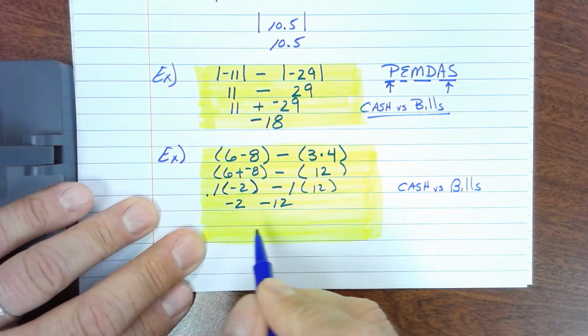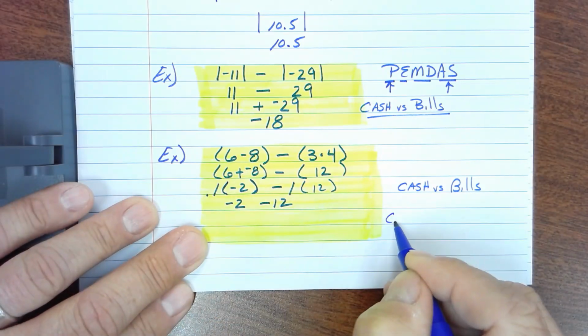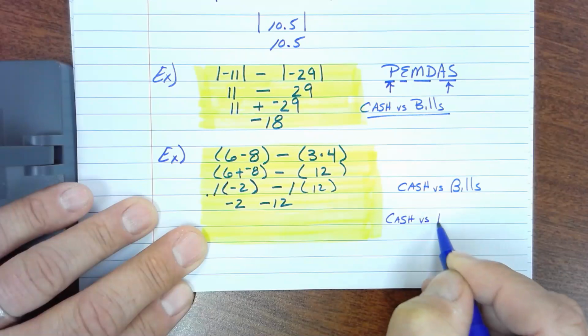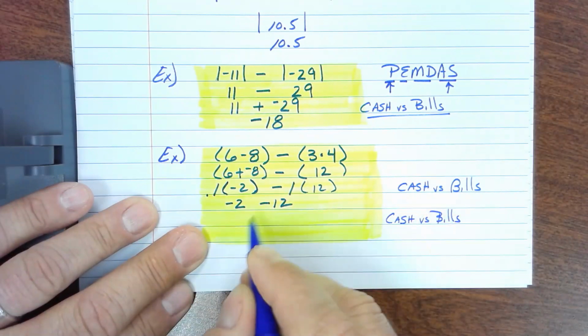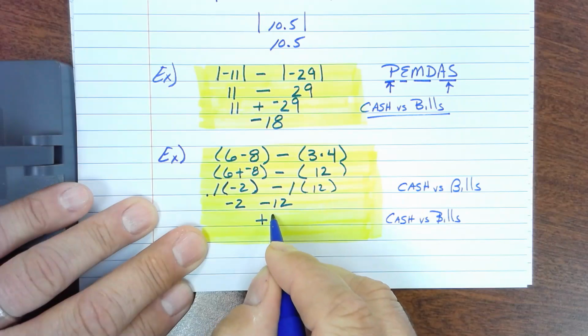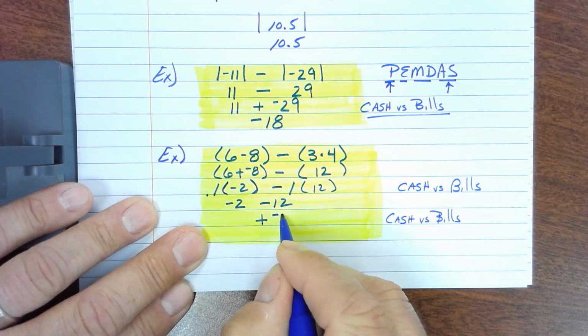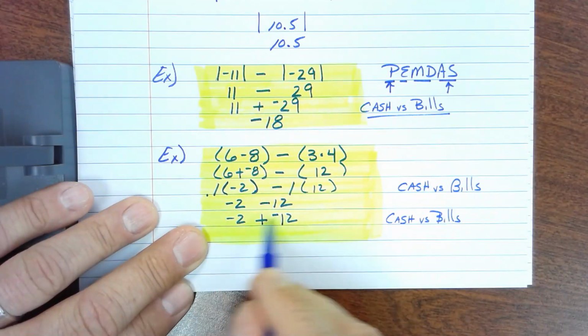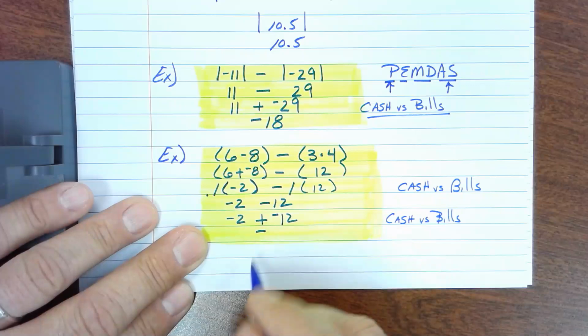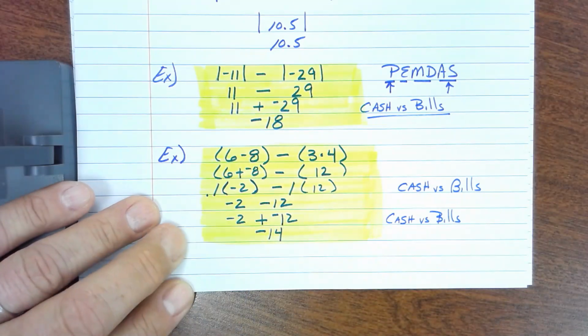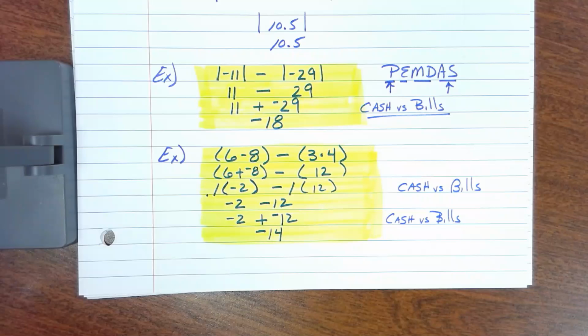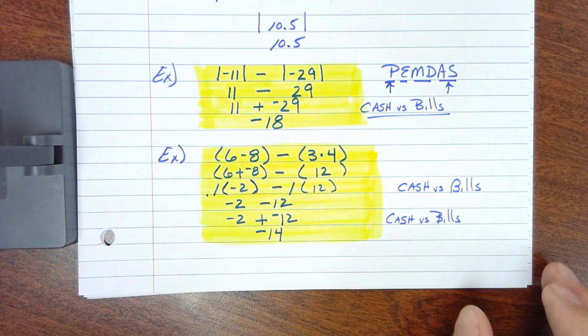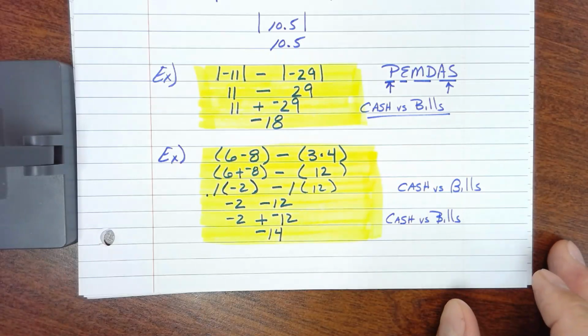At this point, I'm going to ask again, cash versus bills. I'm going to change this sign to add. This is a positive charge here. I'm going to change it to negative. I have nothing but bills here. I have a total of 14. Everybody good with that? Any questions there?